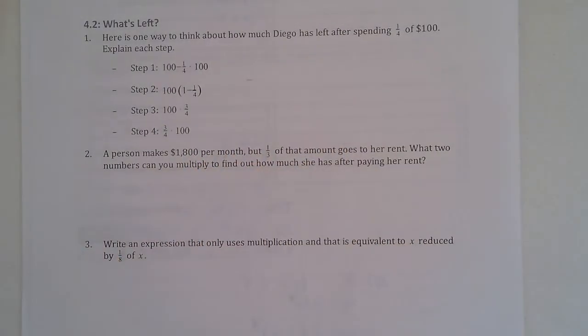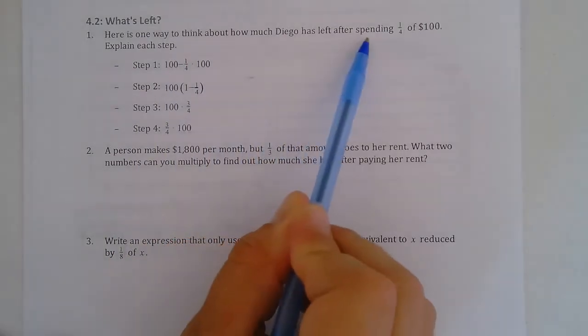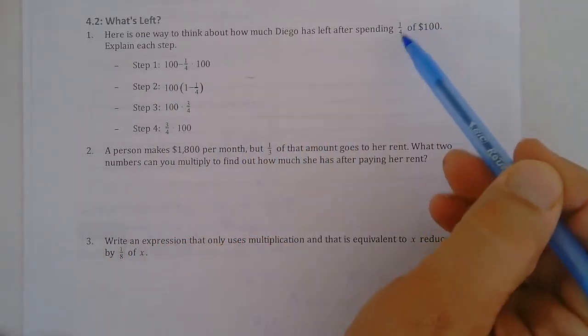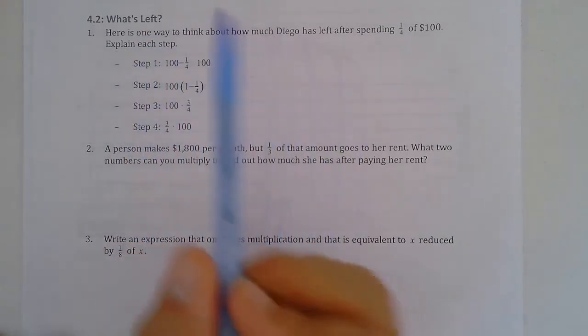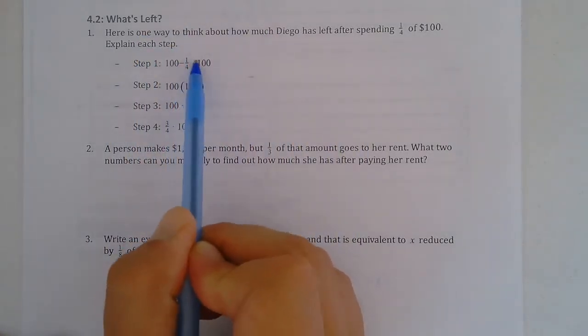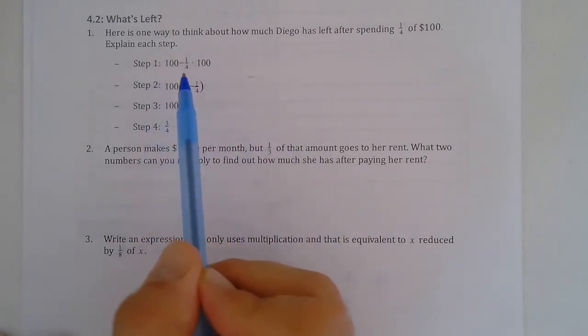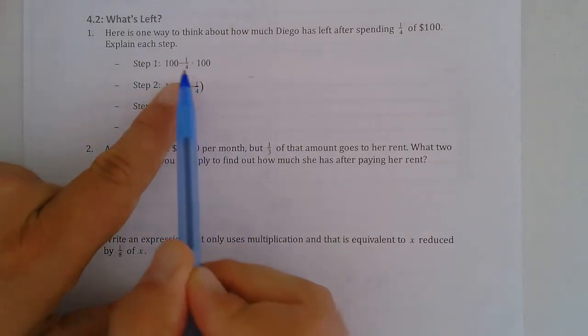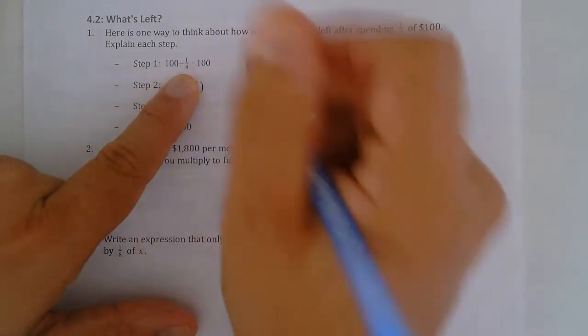So we're looking now at what's left. Here's one way to think about how much Diego has left after spending 1/4 of $100. Explain each step. So we do 100 minus 1/4 times 100. That's our first step. Here we're just writing take 100 and then take away 1/4 of 100.